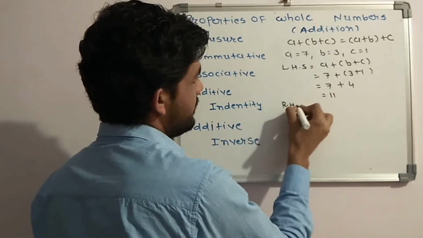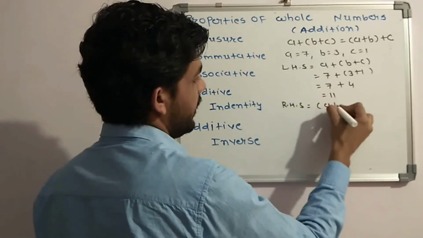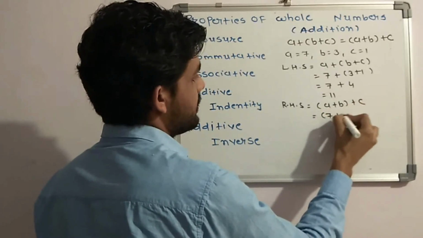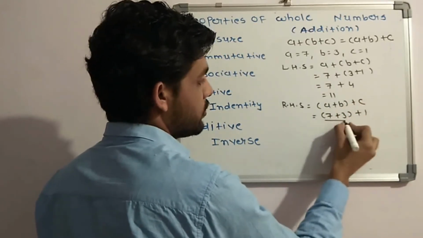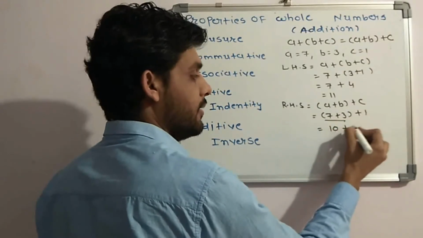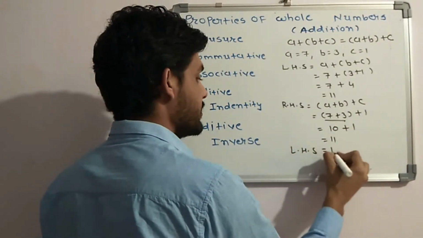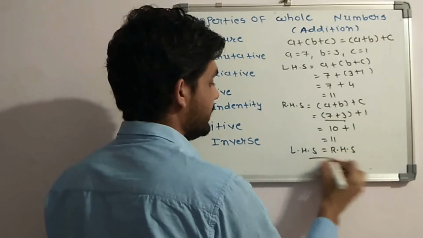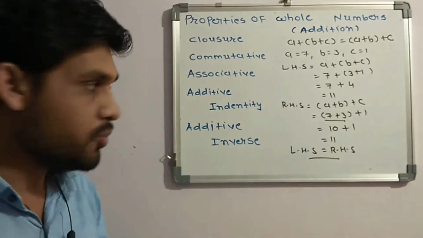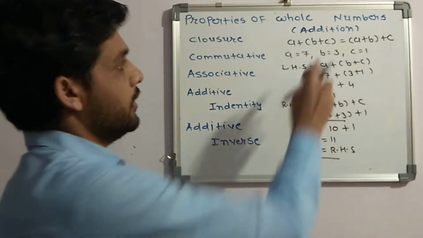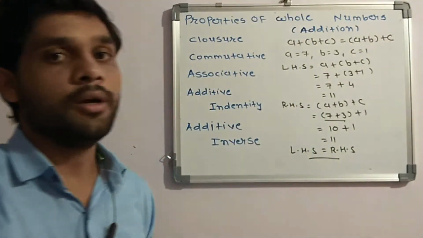The right hand side is (a plus b) plus c. First a plus b, that means 7 plus 3, plus 1. So first we add both of these: 7 plus 3 is 10, plus 1 is 11. Here you can see that the left hand side is equal to the right hand side. From this we can say that the associative property is closed under addition for whole numbers.